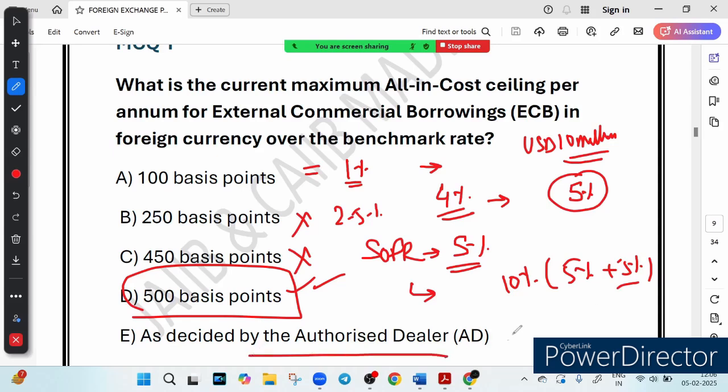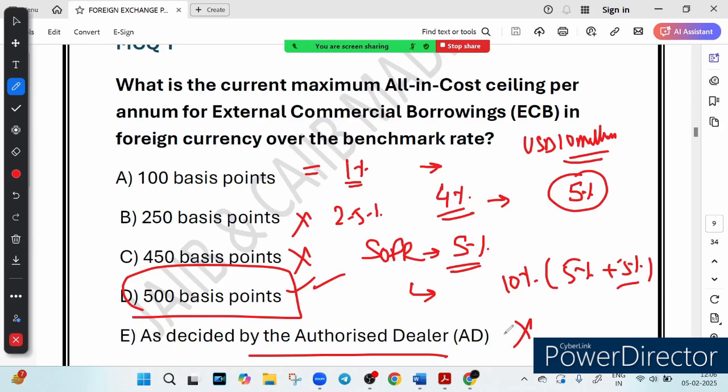Option E says as decided by the authorized dealer. This is not correct, because authorized dealers are banks that handle forex transactions, right? But they do not decide the ECB cost ceiling. RBI sets the limit and the AD must ensure compliance. For example, a company cannot negotiate an ECB loan at a rate it wants. It must follow the RBI 500 BPS limit.